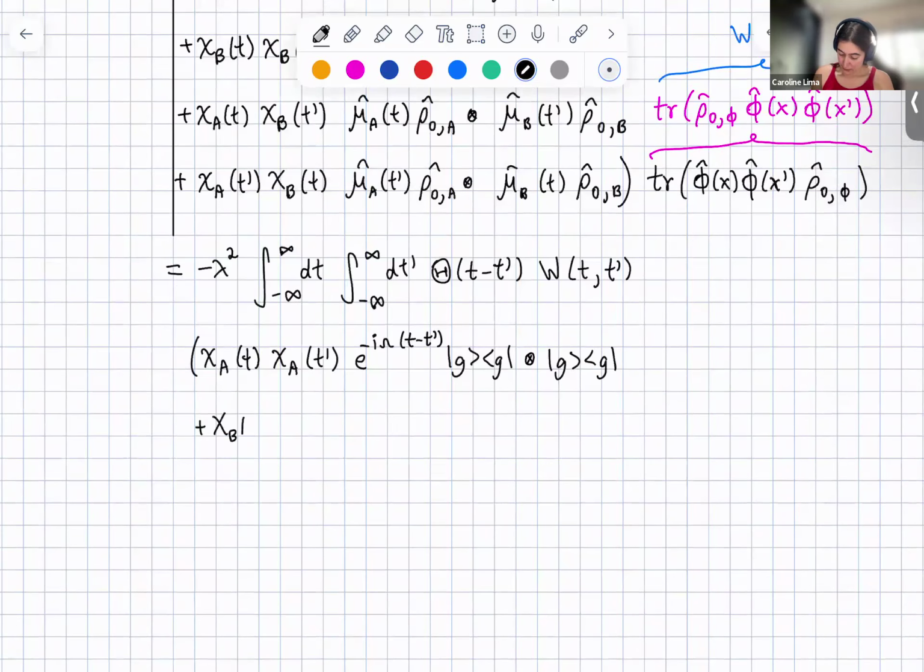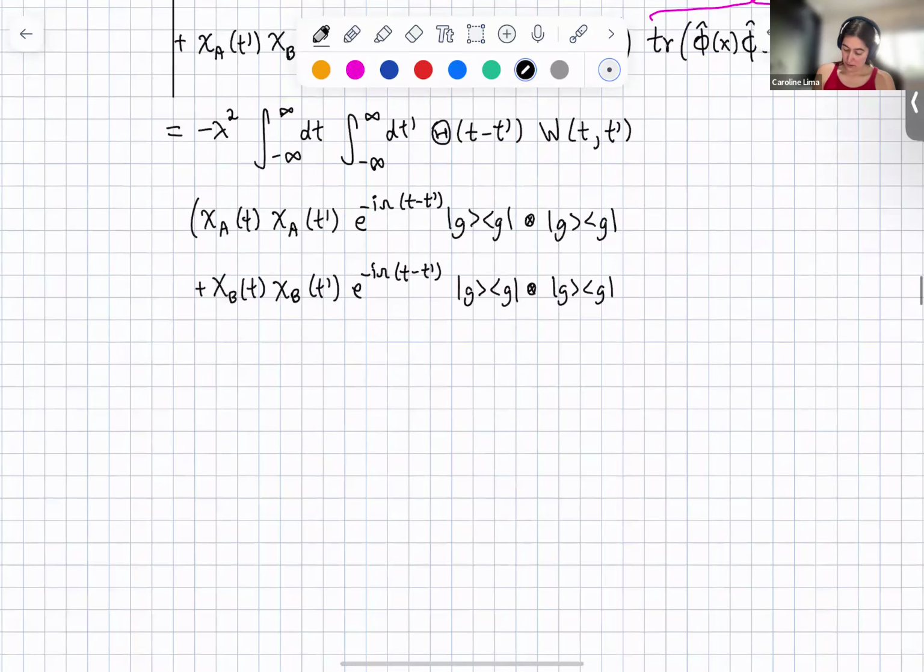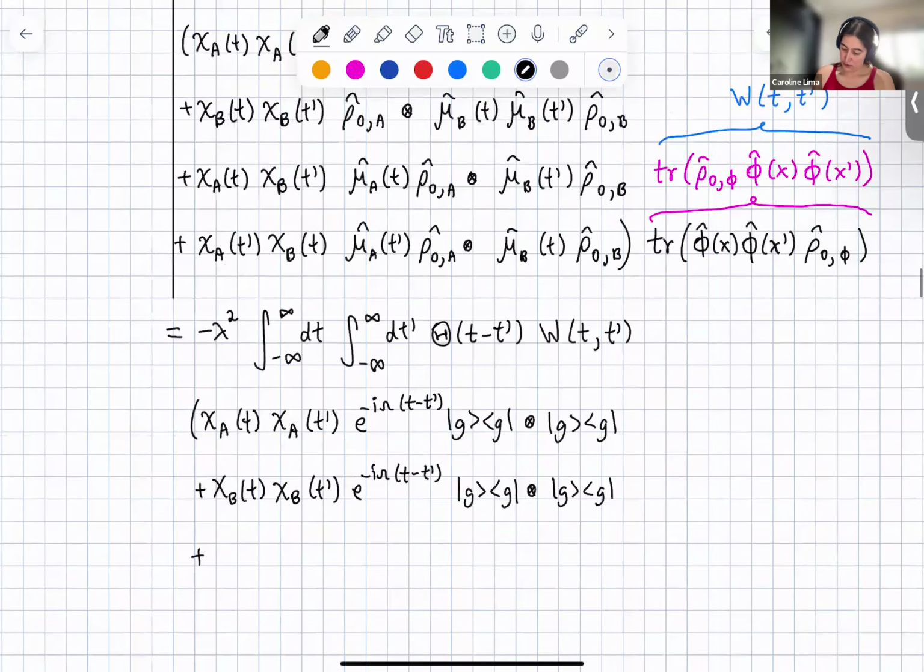So we have rho B of T prime. And then, well, the same factor, right? E to the minus i omega (T minus T prime). Even though it's acting there, both of them are just GG, so it doesn't matter. And then the cross terms. So let's see the cross term.